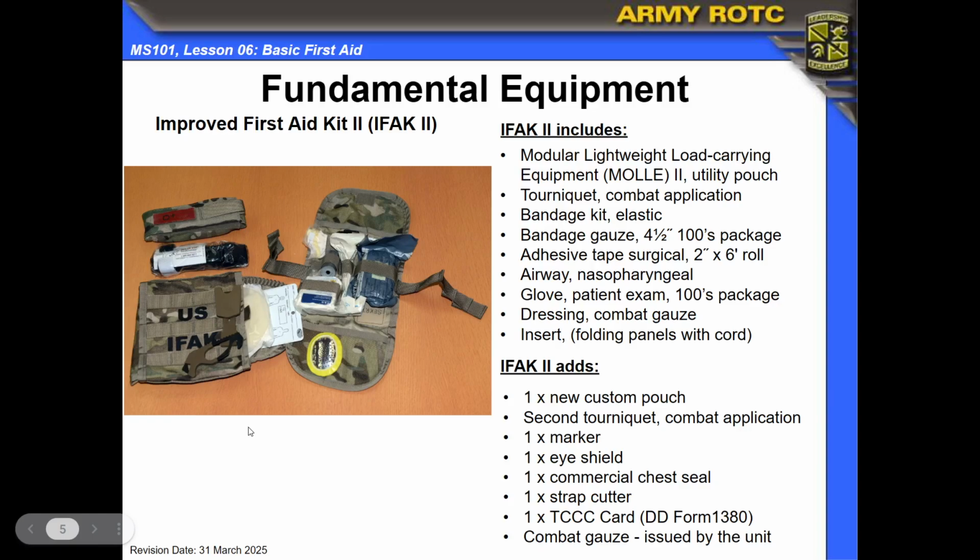What's your utility pouch, or your Molle gear? It's the pouch itself, right? So as you can see, it's on the back side of this, right here. You're going to be able to slip this in anywhere on your vest, anywhere that you want it to be. That's the advantage of this Molle system. All right, so next. Tourniquet, combat application, bandage kit, elastic bandage, gauze, 4.5, 100 packages.